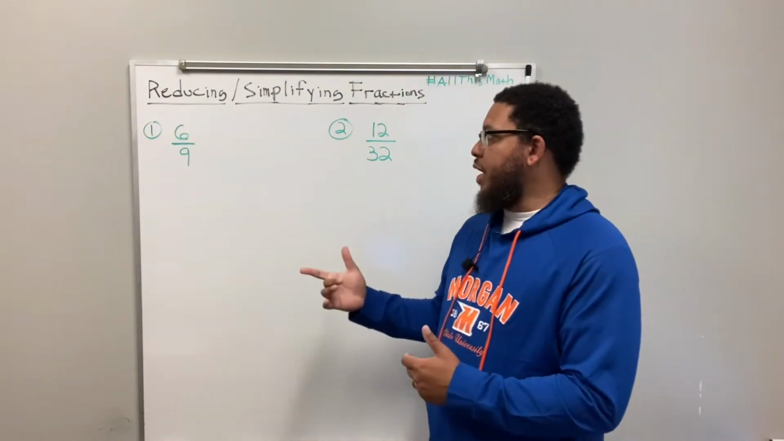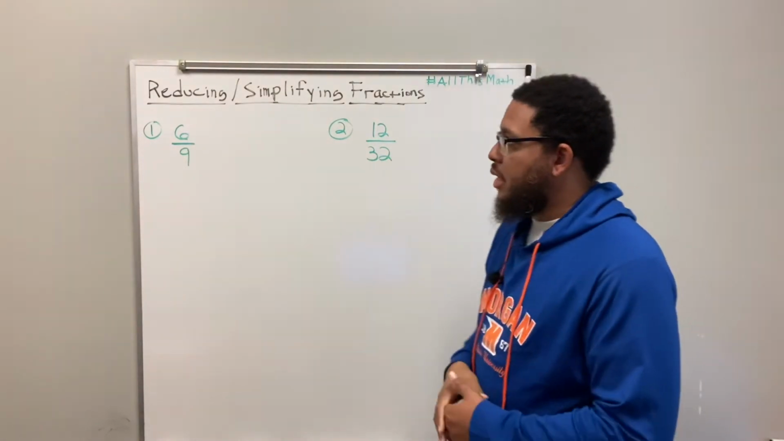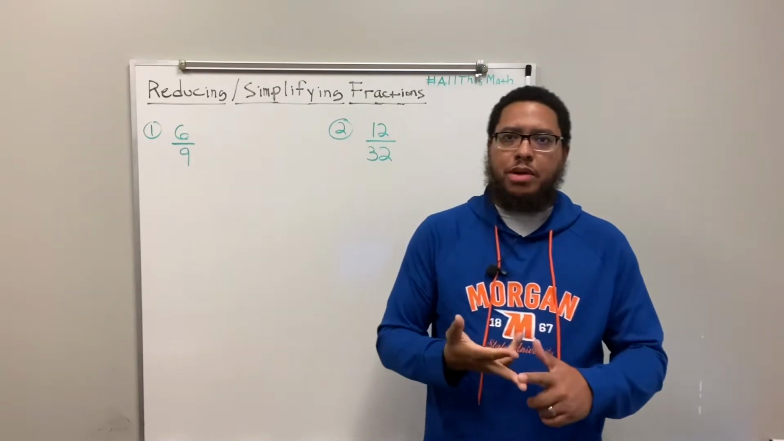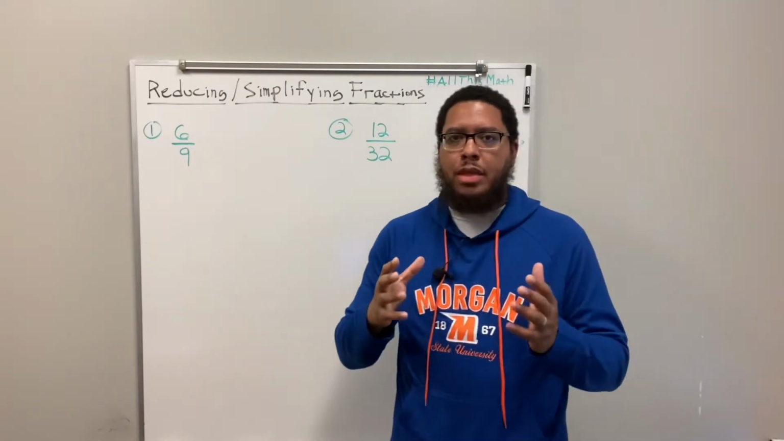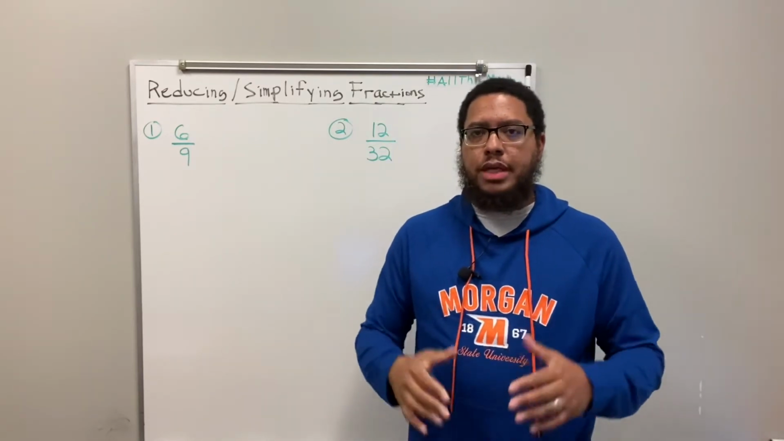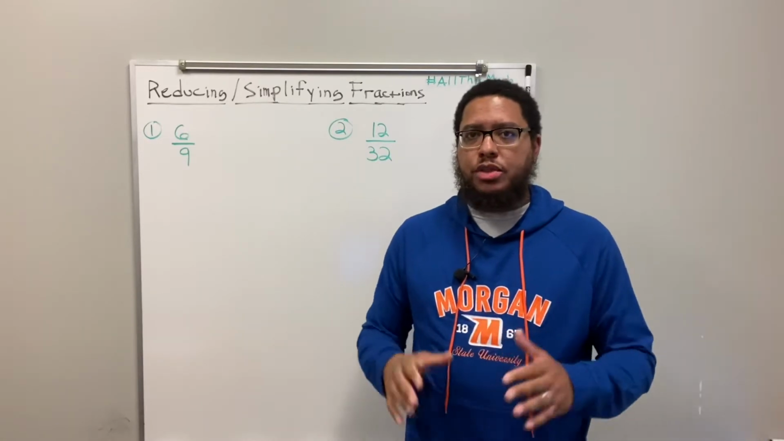So I got two fractions up here. The first one is 6/9. The second one is 12/32. Now, when we add fractions, subtract fractions, multiply fractions, divide fractions, we're not finished until we provide an answer in simplified form, right? We're not finished until we provide an answer in simplified form.